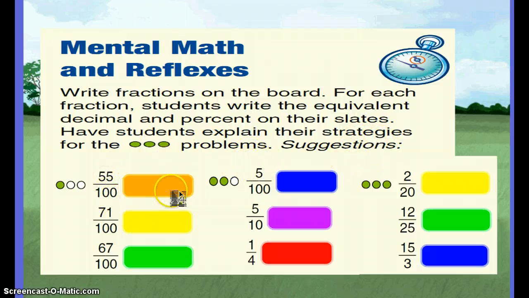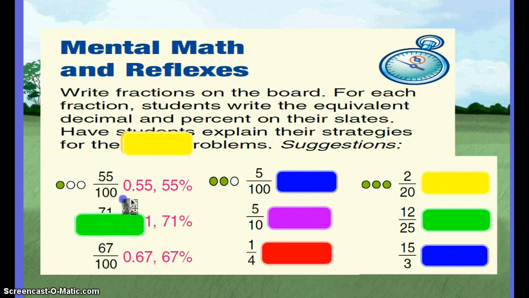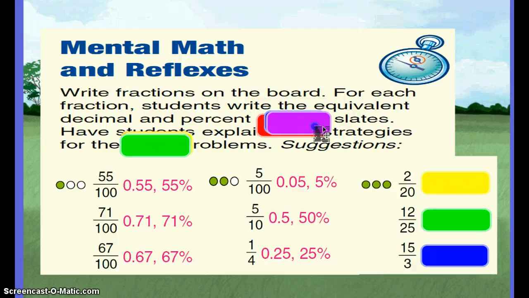So 55 hundredths again, 0.55 or 55%. 71 hundredths, 0.71 or 71%. 67 hundredths, 0.67 or 67%. 5 hundredths, so the 5 has to be in the hundredth spot, 0.05 or 5%. 5 tenths, look at that, that one's kind of tricky. 5 is half a 10, so 0.5 or 50%. 1/4, go back to our thinking of a fourth of a dollar, 0.25 or 25%.